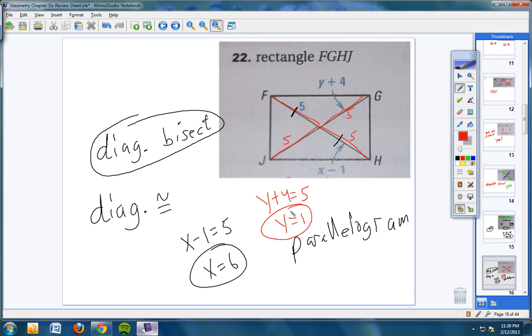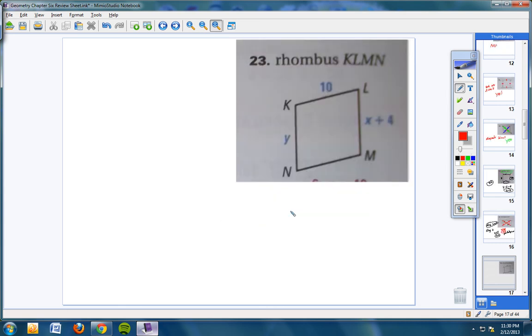Again, guys, I move quickly because you can always rewind the video, so I'm moving on. Number 23. Now we have a rhombus. Now, don't forget, when you have a rhombus, you also have a parallelogram. Don't forget that, guys. So a rhombus has all the characteristics of a rhombus, but it also has all the characteristics of a parallelogram. Now, a rhombus has 4 congruent sides.